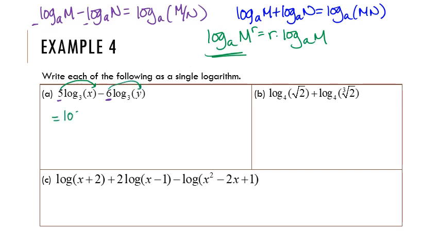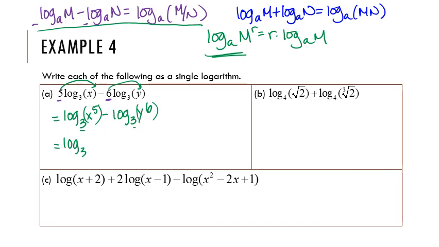All right, so that gives me log base 3 of x to the 5th power minus log base 3 of y to the 6th power. Now I have it in this form where I don't have any numbers in front of the logarithms. I have the same base for each logarithm, so I can combine these using the quotient property. So this becomes log base 3 of x to the 5th over y to the 6th.